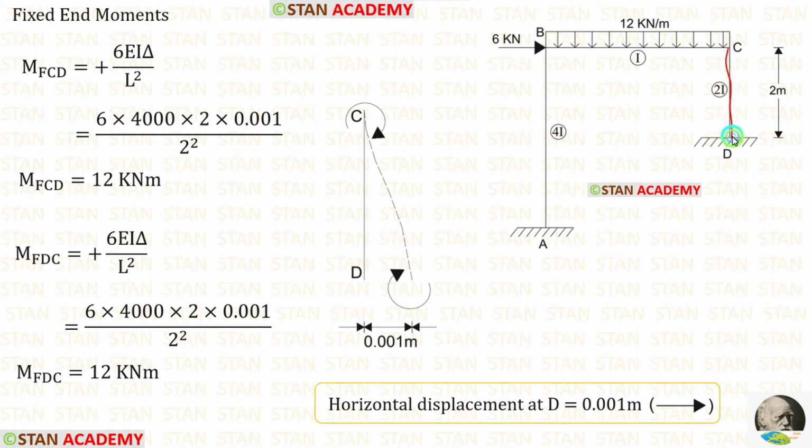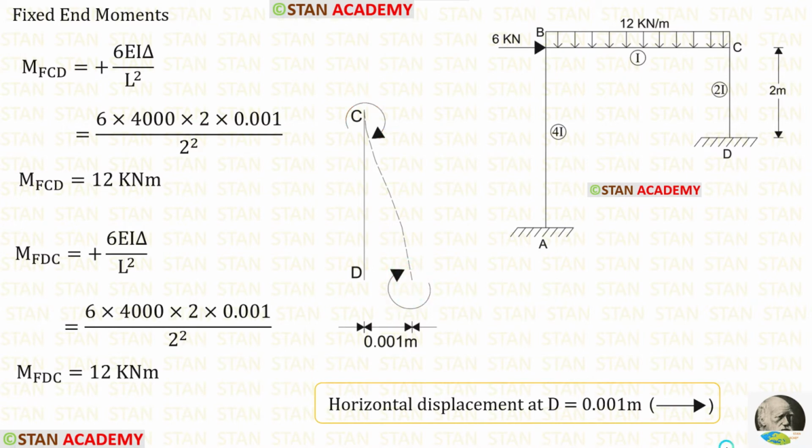Now let us find the fixed end moments in the column CD. In the column CD, there is no load, so there will be no fixed end moment due to the loads. In the support D, we have the horizontal displacement 0.001 meter towards the right side. So we have to find the fixed end moments due to the horizontal displacement. Since the horizontal displacement occurs towards the right side, the moments due to displacement will be positive. You can see that both of the moments are acting in the clockwise direction.